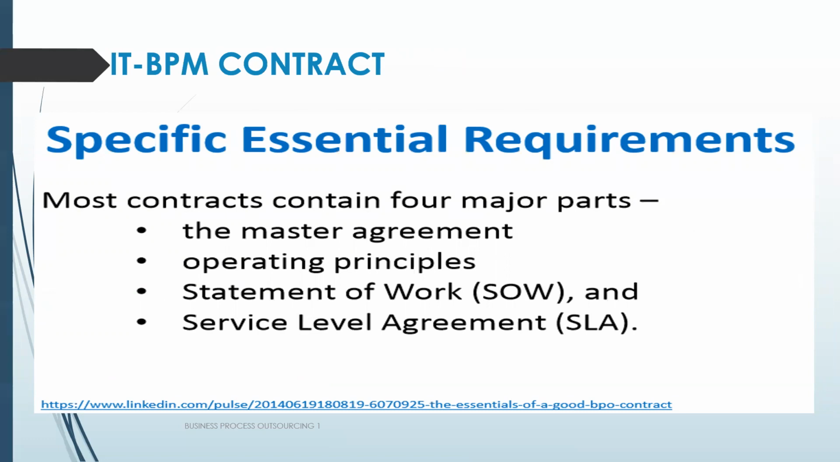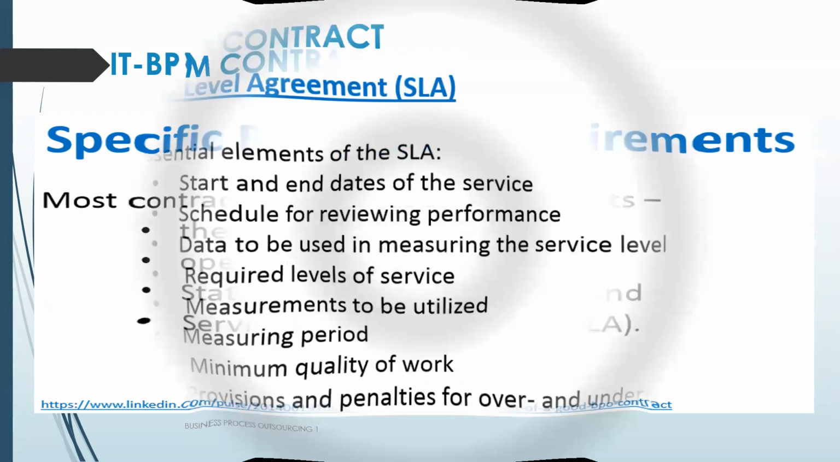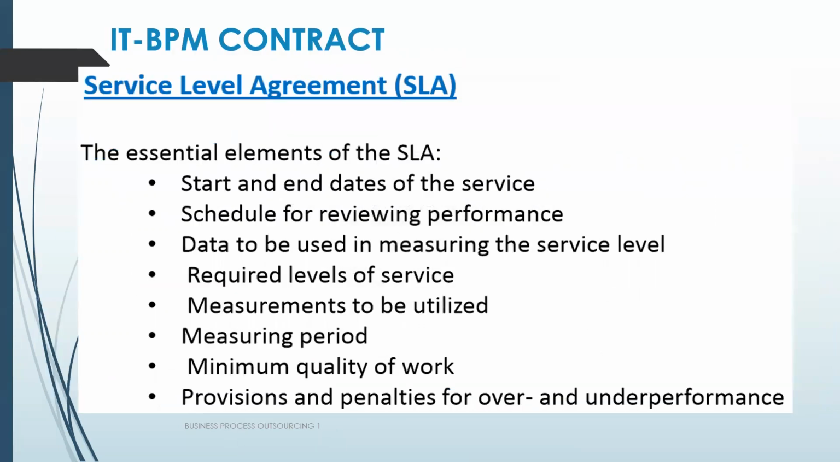So a contract has 4 major parts: the master's agreement, the operating principles, the statement of work or the SOW, and the service level agreement. So remember that. And then the SLA. So the essential elements of an SLA are: the start and end dates of the service, the schedule for reviewing performance, data to be used in measuring the service level, among other things. So I think I already discussed most of it in the previous slides.